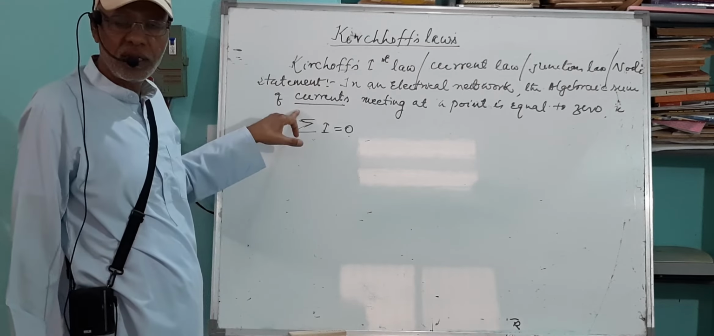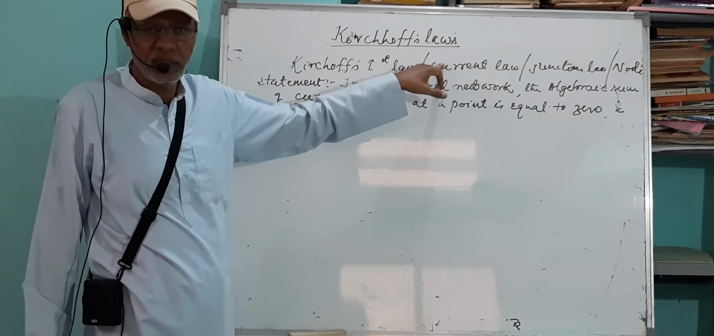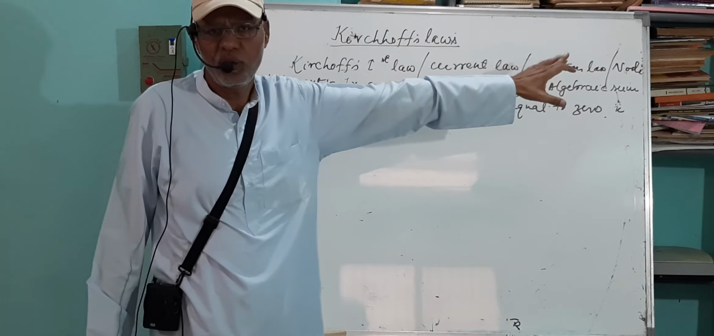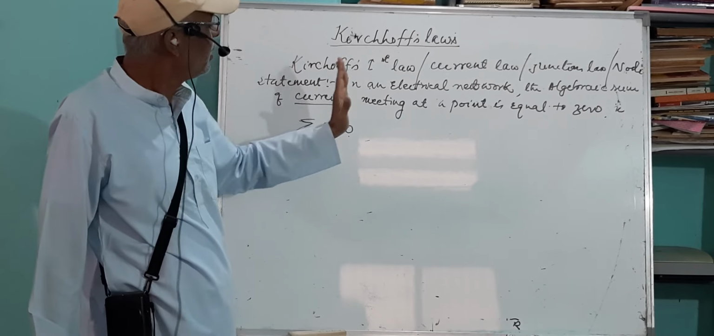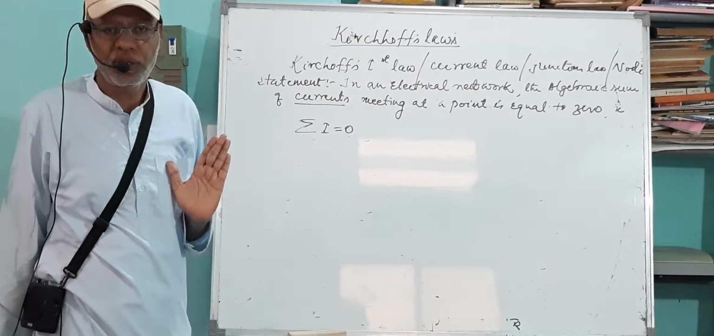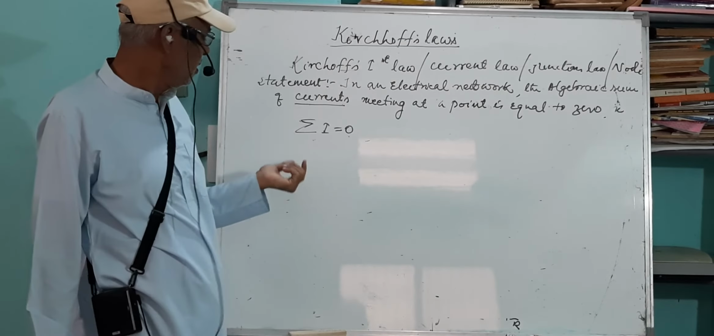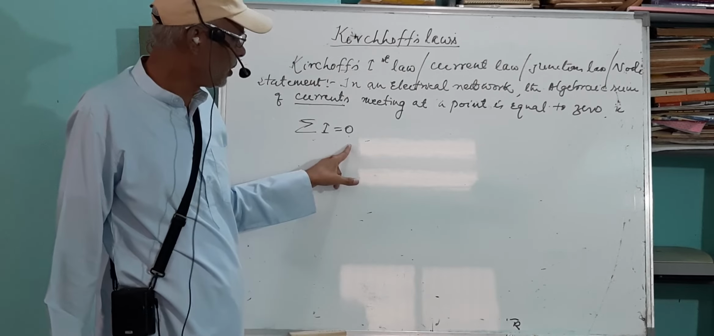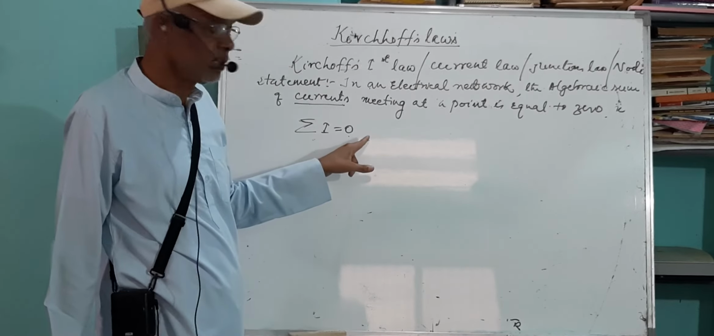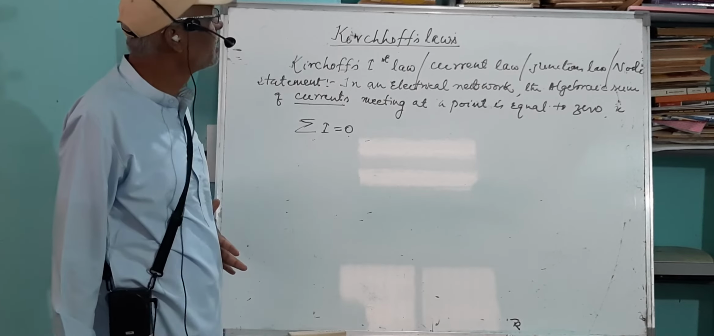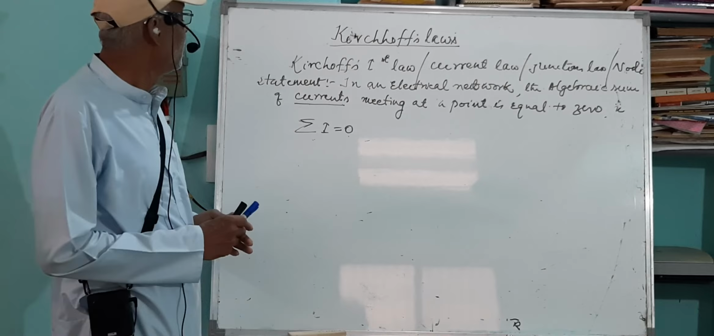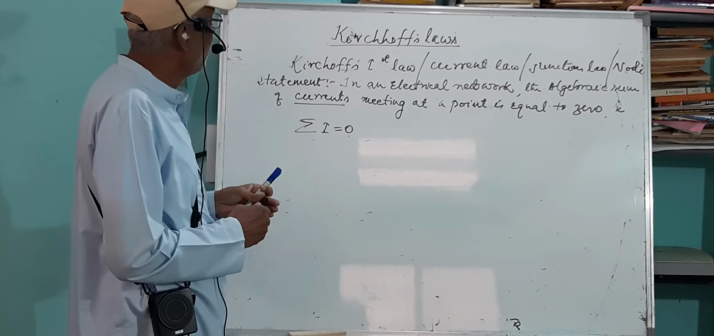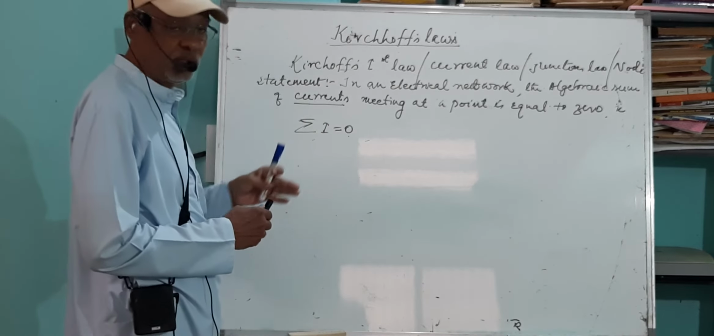Kirchhoff's first law is also referred to as the current law, the junction law, or the node law. Now let us see the statement of Kirchhoff's first law. It tells that the algebraic sum of currents meeting at a junction, or meeting at a point, is equal to 0. Therefore it is called the junction law. This is the mathematical expression: summation of I is equal to 0.